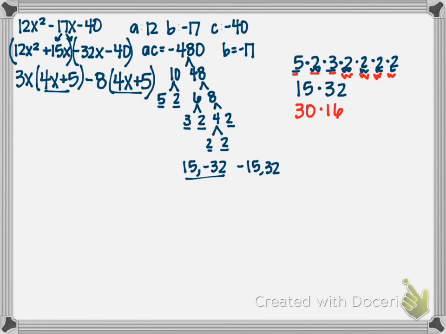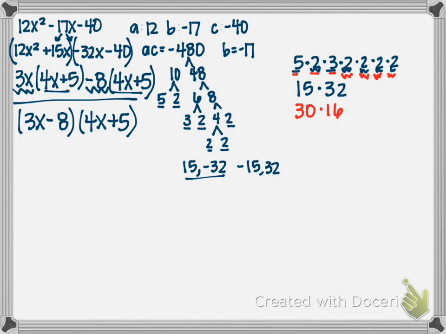Okay, my factors are the same here. So that means I can group what each of them are being multiplied by together to say that 3x minus 8 times 4x plus 5 would give me my original expression of 12x squared minus 17x minus 40.